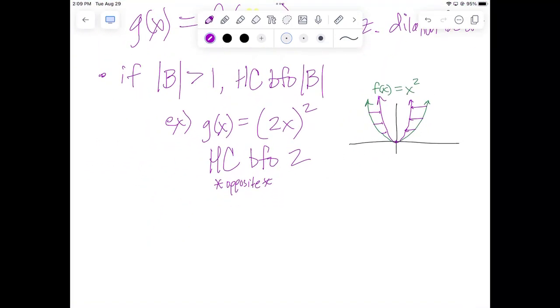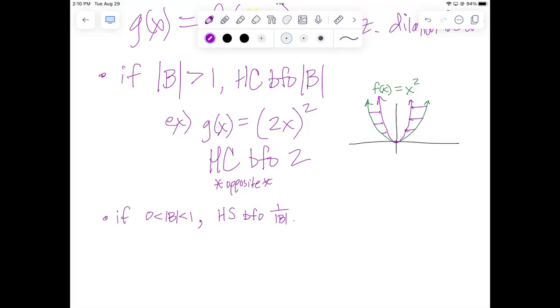So what would be the next possibility? If the absolute value of B is between 0 and 1, again, like 1/2, 1/3, 1/4, so on and so forth. If it's opposite, this is going to be a horizontal stretch, an HS, by a factor of, and again, not B, but the reciprocal of B, 1 over B.